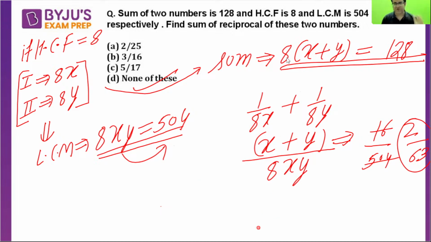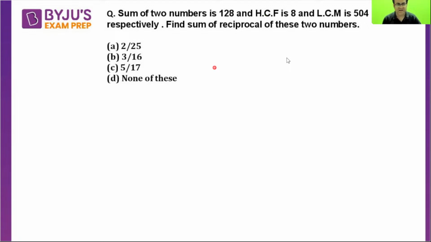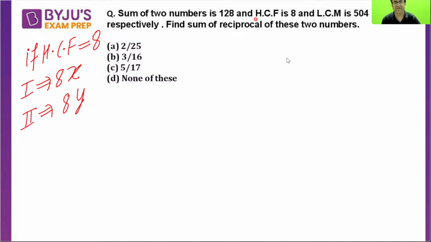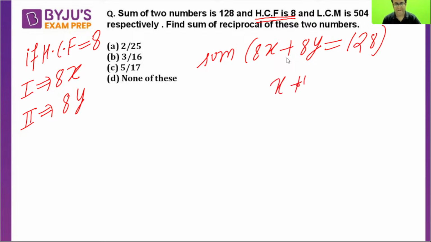Please explain reciprocal with x and y. Okay, I'll explain this complete question again, then I'll finish. HCF is given as 8, so I can take the numbers as 8x and 8y. The sum of both, 8x plus 8y, is given equal to 128. As the sum of numbers, 8 times x plus 8 times y is 128.